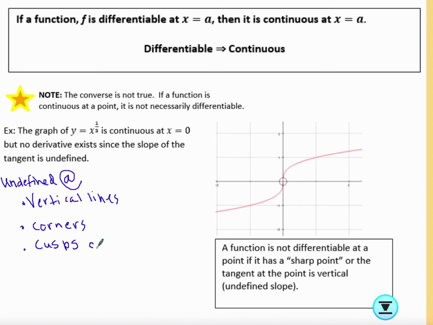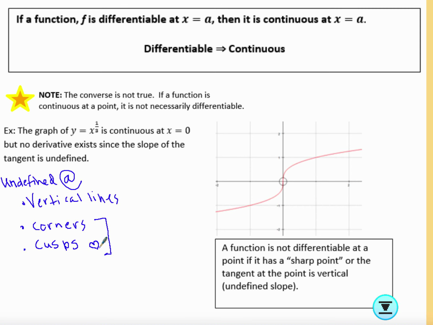Cusps are the little points, like at the heart here, where you've got two curved lines reaching up. With corners and cusps, the reason that the function cannot be differentiable there is because at those two, the slope changes its sign too quickly. We're negative, negative, negative slope, and then suddenly we're positive, positive, positive slope.